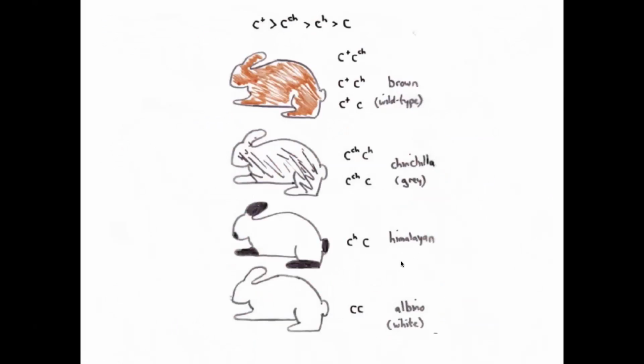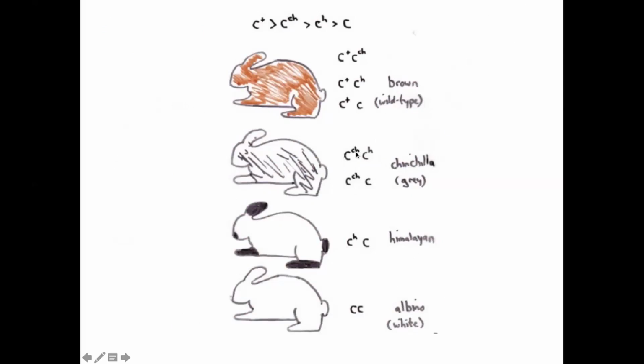So in this case, what you can see is any of the heterozygotes with the brown allele, the C superscript plus allele, are going to produce a brown-coated hybrid. So that tells you that brown is dominant relative to the other 3 alleles. The other 3 alleles are recessive to brown. Okay, but what about these heterozygous combinations?